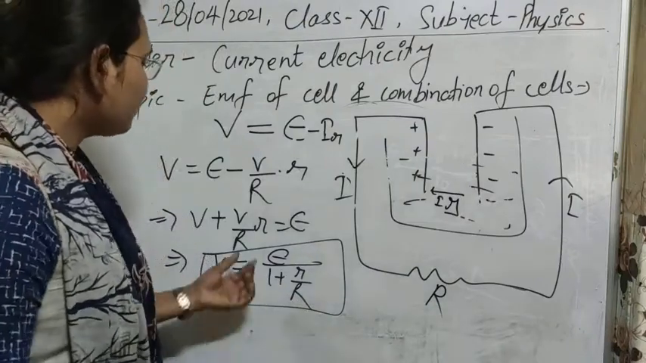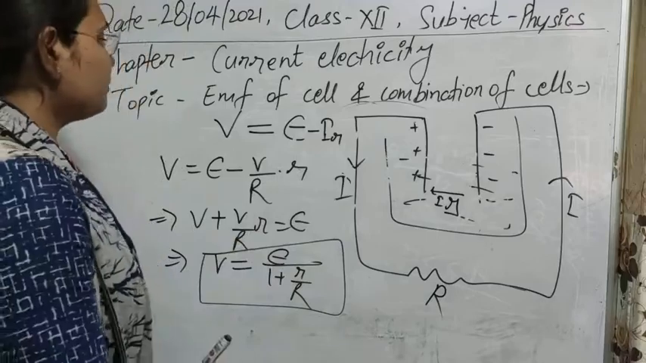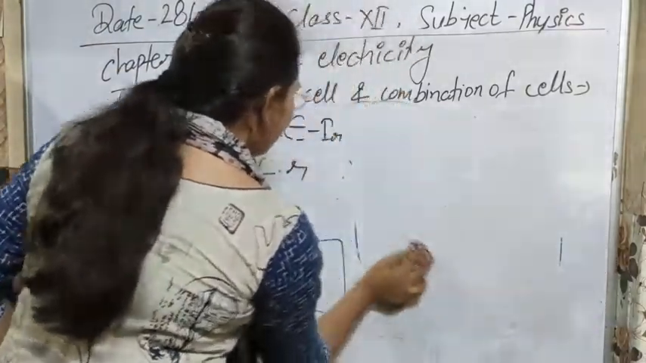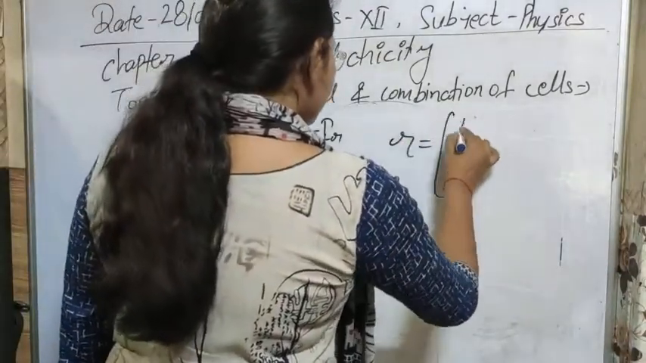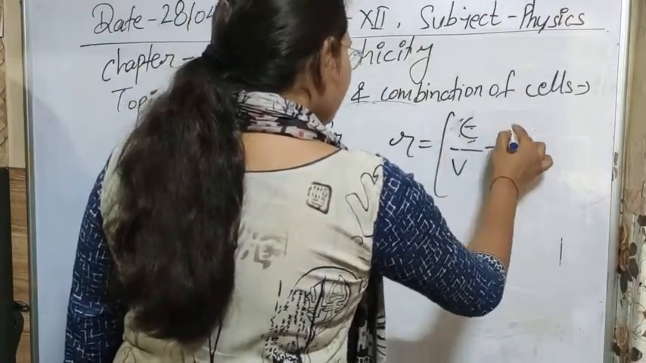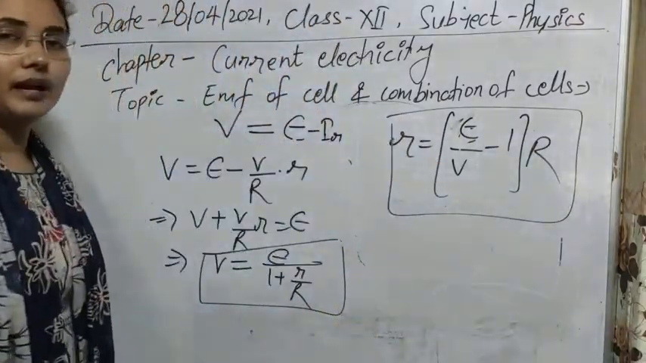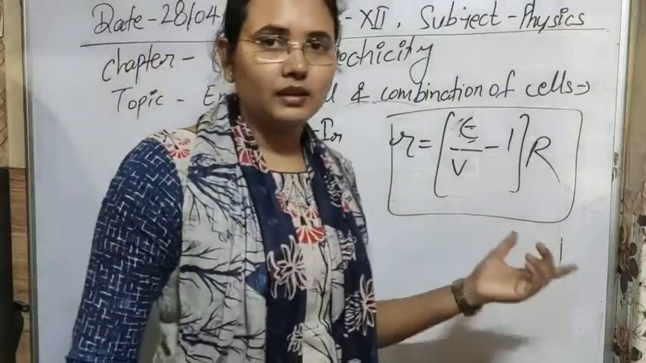You can also calculate the internal resistance of the cell by this expression. If you calculate it, small r is obtained to be (epsilon over V minus 1) into R, you can see it by yourself. So this is a relationship to calculate the internal resistance of any cell.